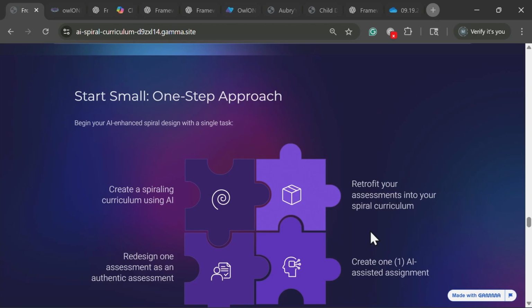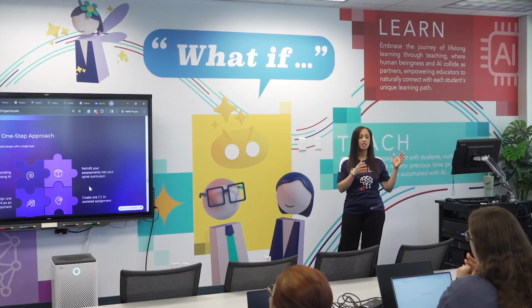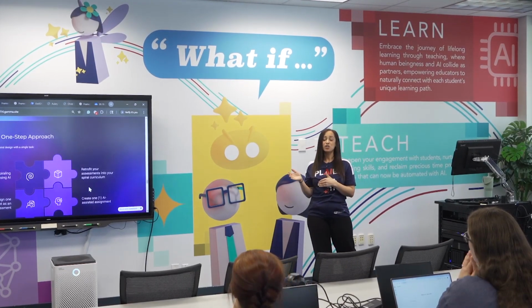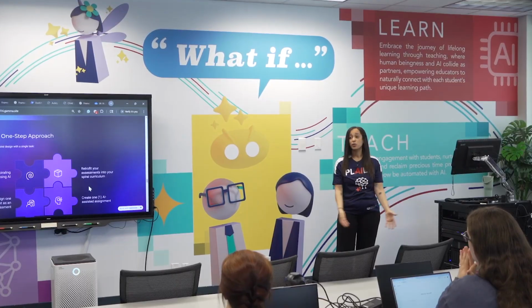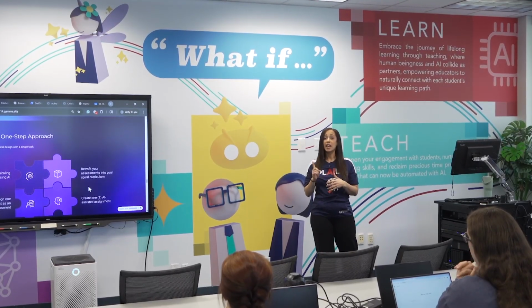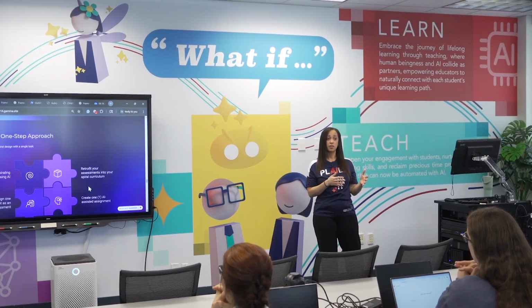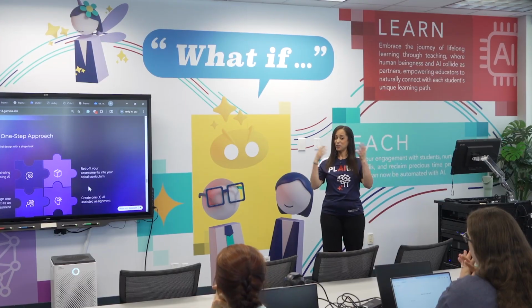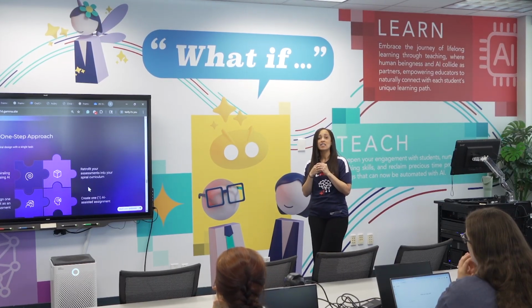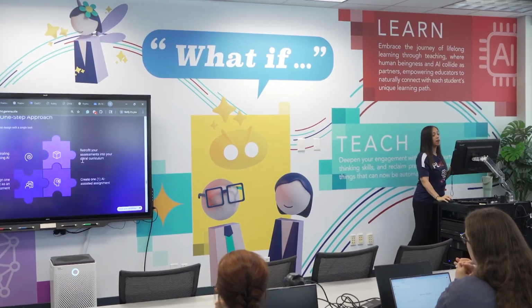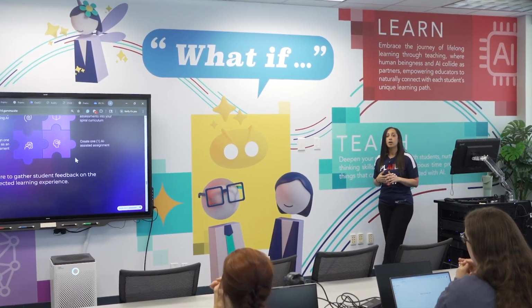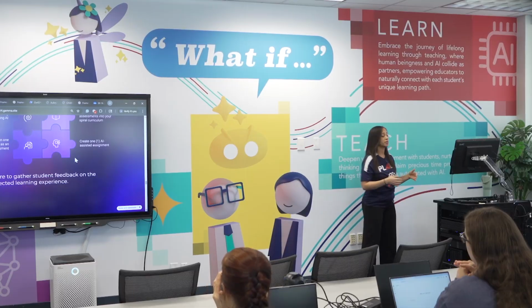Now, I know that interacting with AI for the first time or integrating AI into your course and assessments can seem very daunting. So I want you to start small, okay? Maybe just try one task of creating a spiral curriculum or retrofitting assessments into your spiral curriculum that you found online or that was provided to you. Maybe creating just one AI-assisted assignment or redesigning an assignment that you already have as more of an authentic assessment. Or you can always just request an open lab service for us to come and assist you. And lastly, be sure that you always get student feedback on that connected learning experience so that you're able to make improvements on your assessments for the following semester.